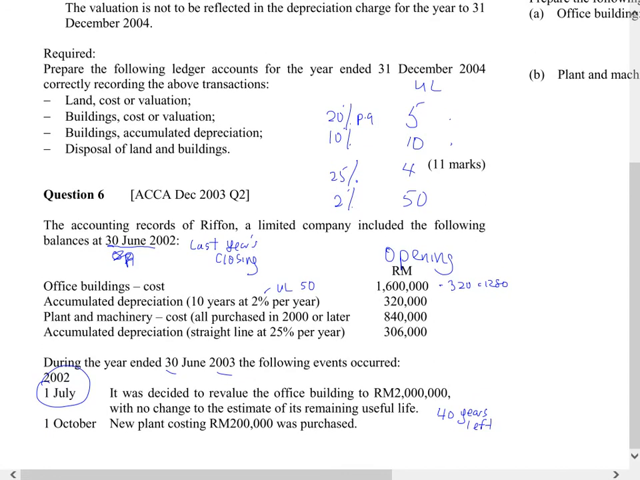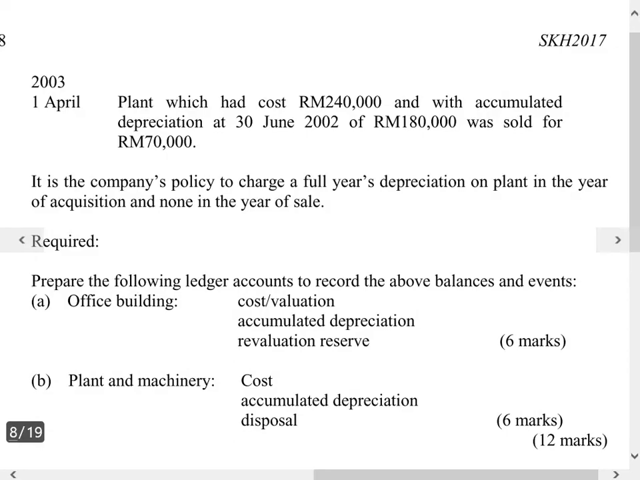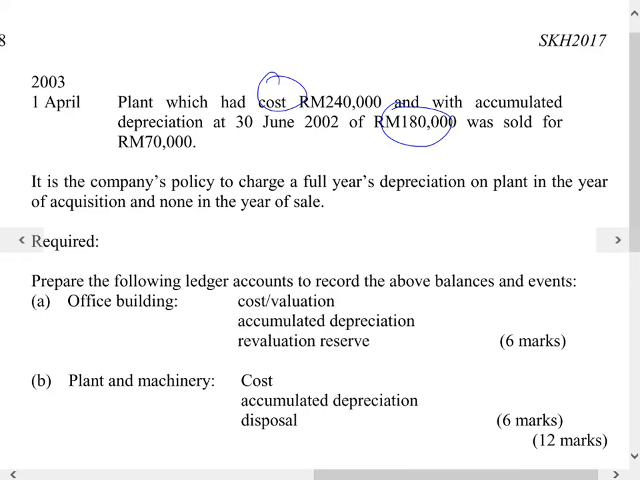New plant, this one you go back and do. Plant, no issue. No revaluation, easy. Continue. Plant had a cost of 240. Cost. With the accumulated 18. Means you take out 240. You take out 180, correct? And you sell it for 70. Gain or loss? Cost 240, take it out. Step 1. Step 2, 180. You have a net book value of 60. You sell it for 70. Gain. This one you go back and do. Plant. It is assumed that it charged full year depreciation.